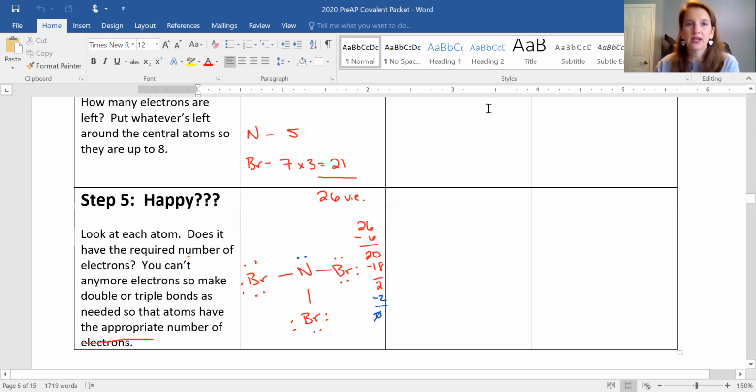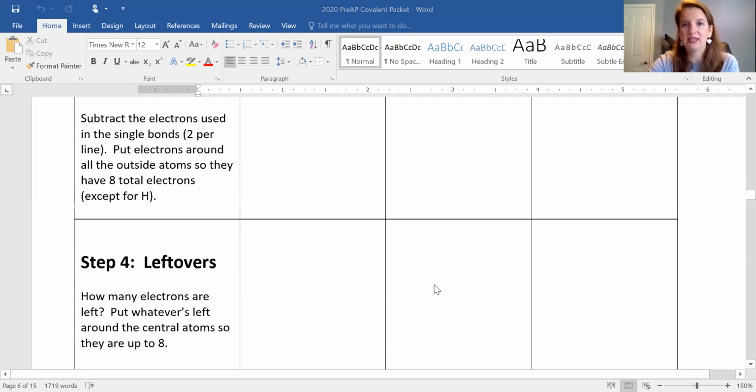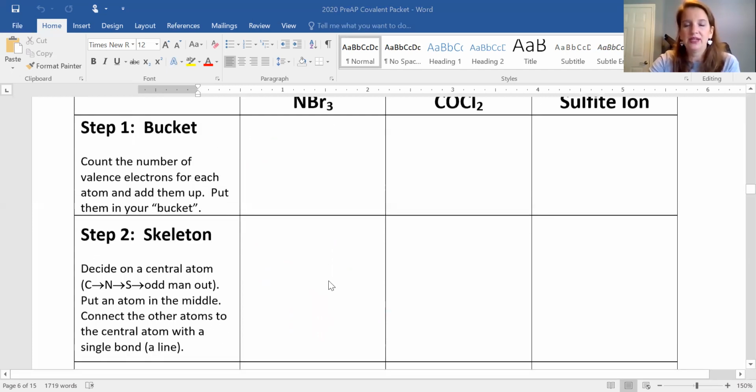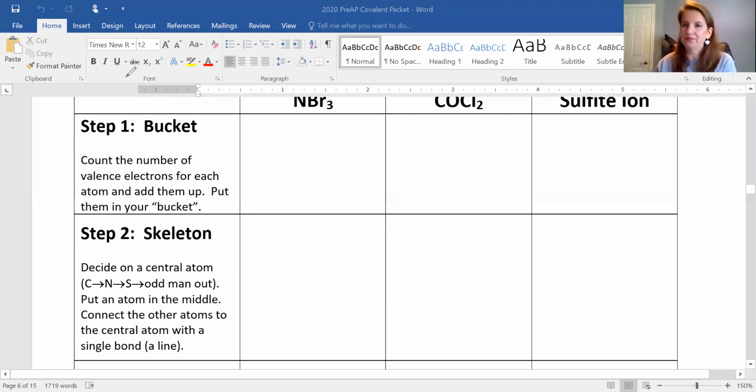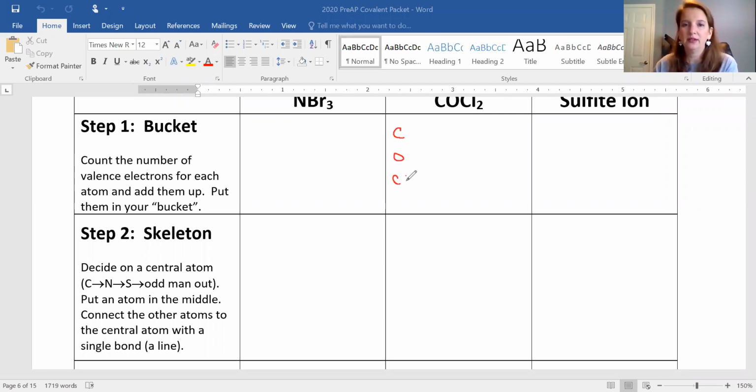Okay? So let's look at our next structure, which was the COCl2. Again, the most important step, the bucket. Make sure you count your valence electrons. So we have carbon, oxygen, and chlorine. Carbon has 4 valence electrons. Oxygen has 6 valence electrons, and chlorine has 7. There are 2 chlorines, so we'll times 2, and that's 14. So that means we have 24 total valence electrons to put in our bucket. We have to use everything in our bucket, and we can't use any more.